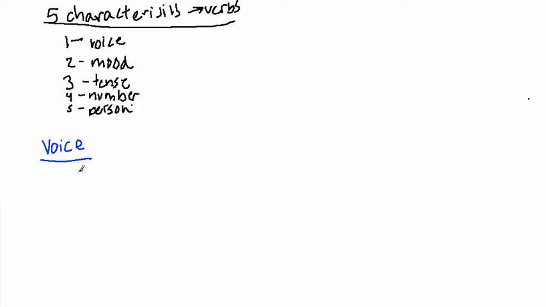Okay, so there are 2 different voices. It can either be active or it can be passive. If the verb is active, then that means that the subject is the one doing the action. On the other hand, if the verb is passive, the subject is having something done to them. So I'll give you an English example of each just to make it clearer.